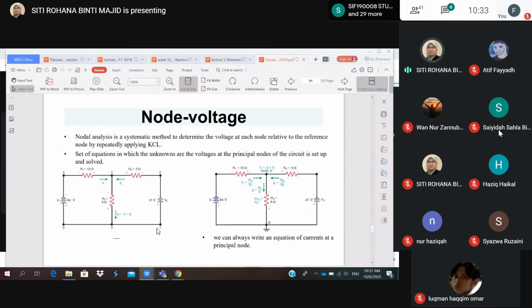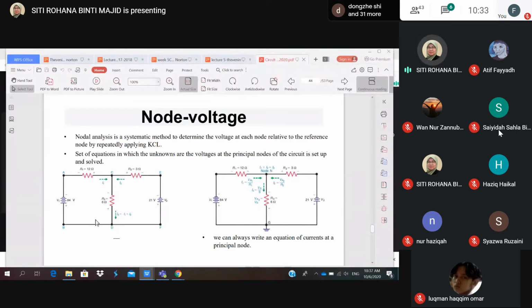When we talk about potential difference between 2 points, that means we will apply KCL, Kirchhoff's current law. That means we will calculate the current. V equals IR, that means I equals V over R. So when we talk about V over R, the V refers to the potential difference between 2 points.